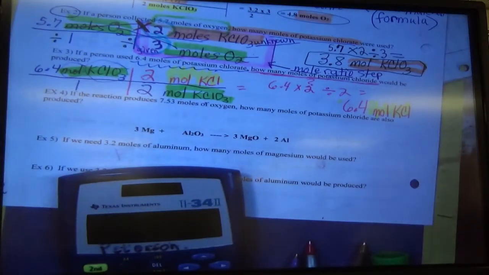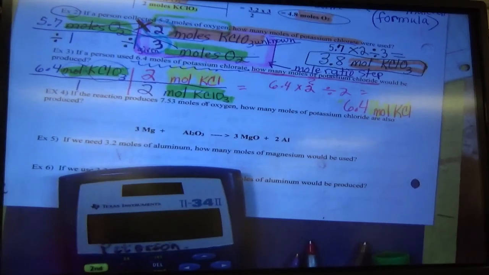Let's stop the video again. Okay. So again, given over 1 goes first. Copy the unit to the bottom. Put the unknown on top. And then in that last column where it's mole ratio, put in the coefficients. Okay? That's the pattern you use for mole ratio problems.